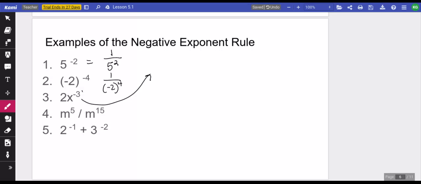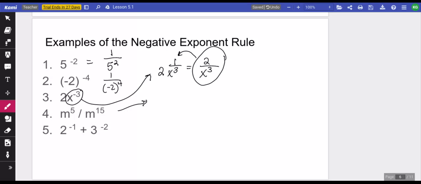On number 3, only the x to the 3rd is negative. The 2 is not, so the 2 should not be flipped. So you can either write it as 2 and then 1 over x to the 3rd, or you can write it as 2 on the top and x to the 3rd on the bottom. This is how I prefer you do it, but I think the book might give you the answer like that. I would prefer you do it the second way, like in the circle, because eventually we're going to be reducing exponents in big, long lines, and it just makes more sense to ask yourself, should something stay or flip?